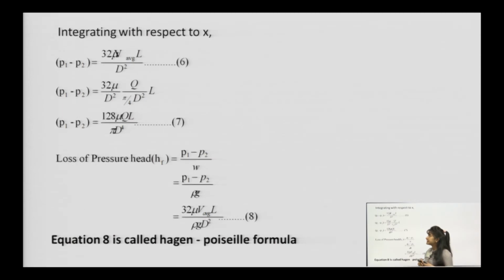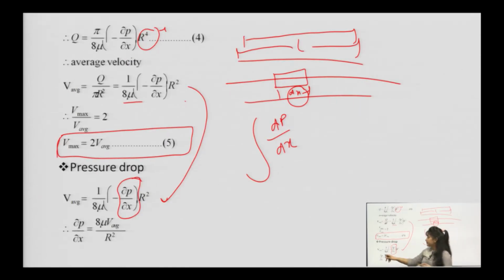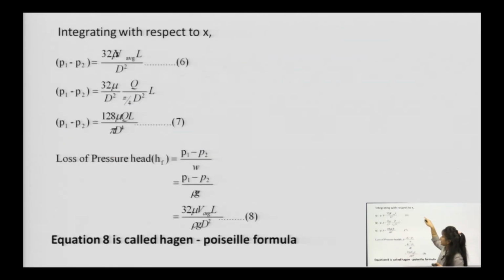Now, after integrating it, we get delta P, the change in P, which is nothing but the pressure at point 1 minus the pressure at point 2. The dx gets converted into the entire length, because dx is a small length, and when we integrate it, it becomes capital L. Hence you get this equation.